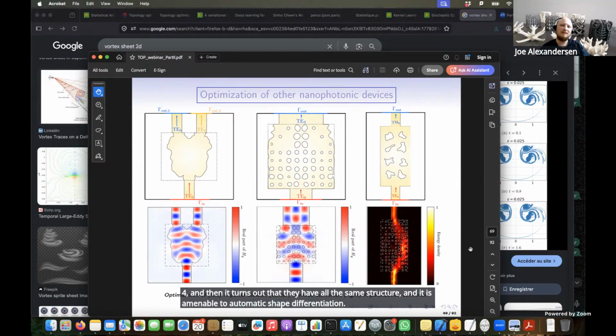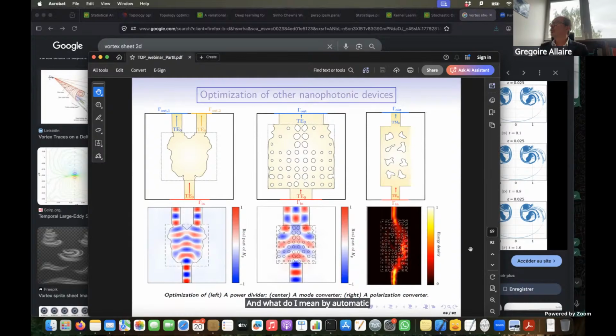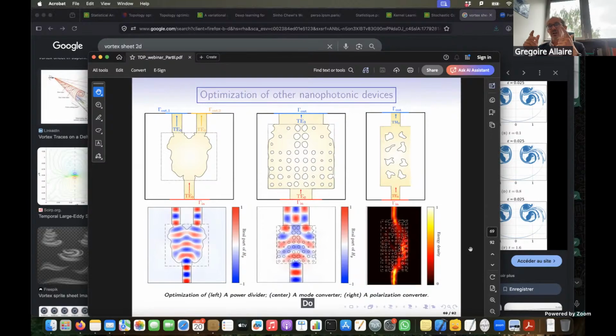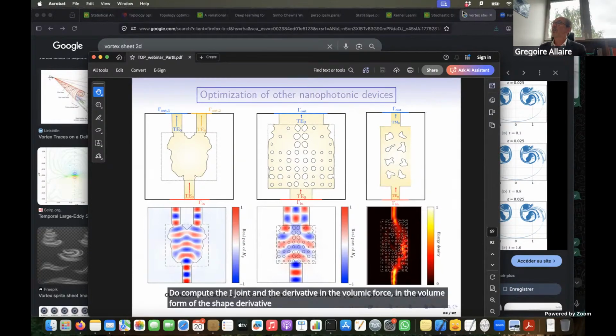What do I mean by automatic? If, for example, you use a software, Peter Gangl did it with NGSolve, which is a software like FEniCS, like FreeFEM, where you have a language in which you write the variational formulation, and then you can indeed compute the adjoint and the derivative in the volumic force, in the volume form of the shape derivative, by automatic differentiation.